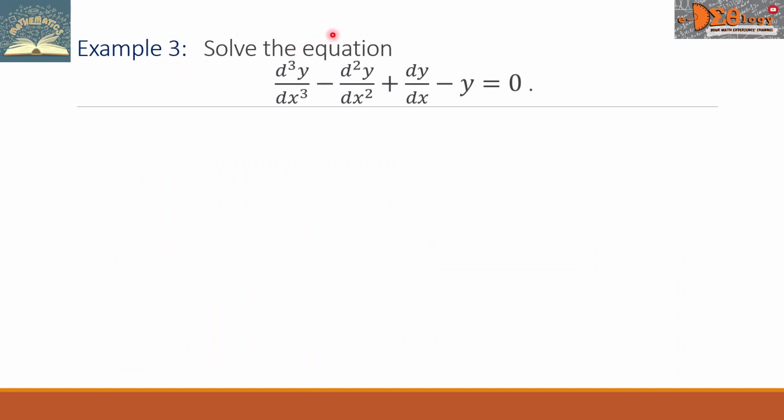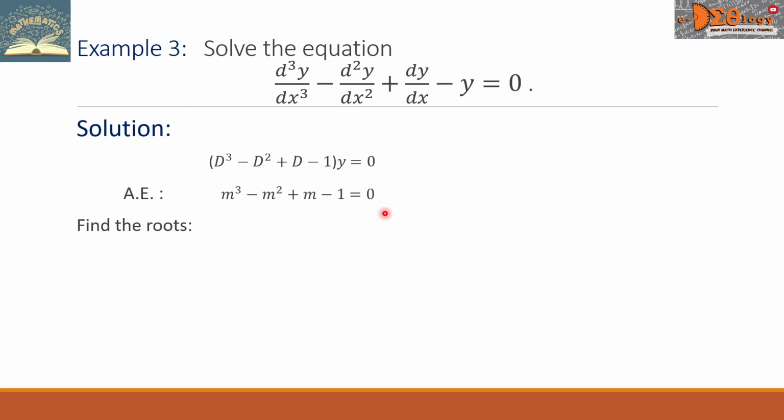Example 3. Solve the equation: the third derivative of y with respect to x minus the second derivative of y with respect to x plus the first derivative dy over dx minus y equals 0. Using our operators, we can write the equation as D cubed minus D squared plus D minus 1, and the whole quantity is multiplied by y equals 0. Then we write the auxiliary equation. We have m cubed minus m squared plus m minus 1 equals 0.